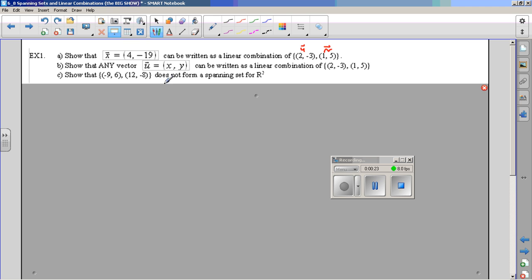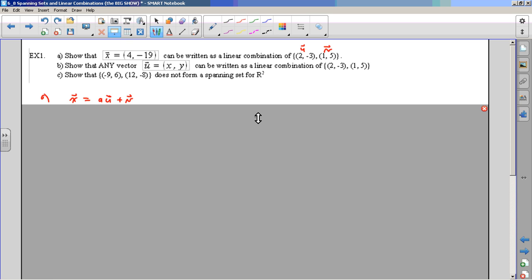So we want to show that this vector x, which is (4, -19), a vector on our xy plane, can be written as a linear combination of these two vectors. Remember that x is just 4i minus 19j, but we want to show that this is a spanning set and it works as well. So let's do that. I've got all this stuff written. I'm going to try and go through it very quickly. You can pause and write as you see fit.